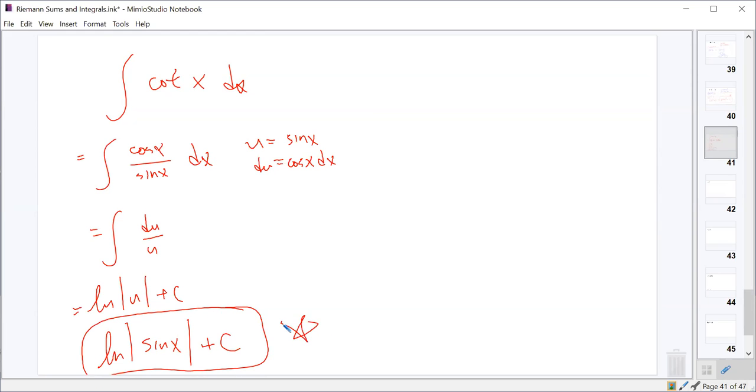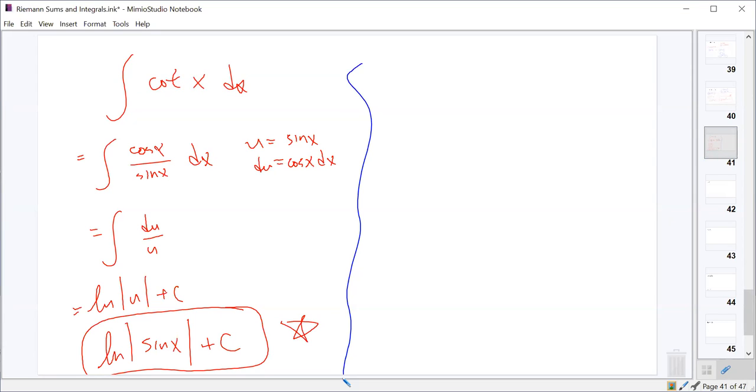This integral right here of cotangent, you're going to want to memorize. I recommend that you memorize it. If you don't memorize it, that's fine. You may just have to go through and do this process to find that integral every time. It'd be nice to just know it. Okay. Everybody good with that integral using a simple u sub there?